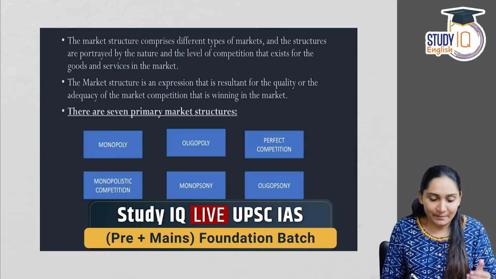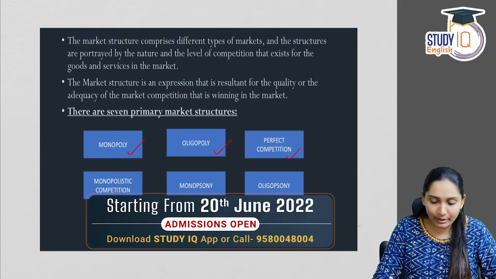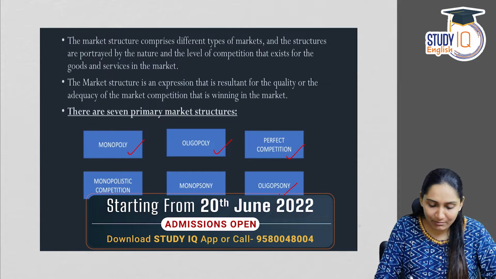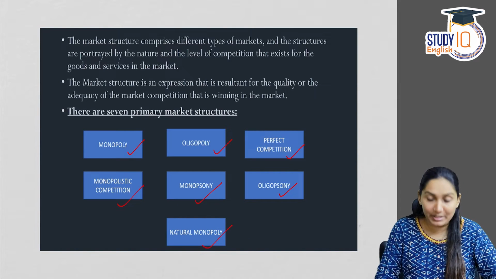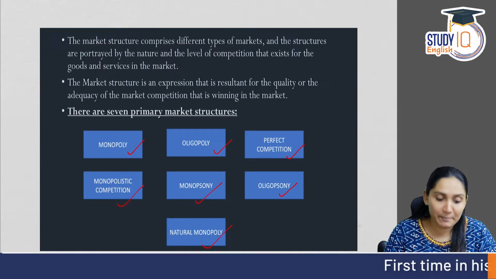In this video, we'll be discussing types of market. Let's get started. These are the different types of markets: monopoly, oligopoly, perfect competition, oligopsony, monopsony, monopolistic competition, and natural monopoly. These are some of the different important types of market.